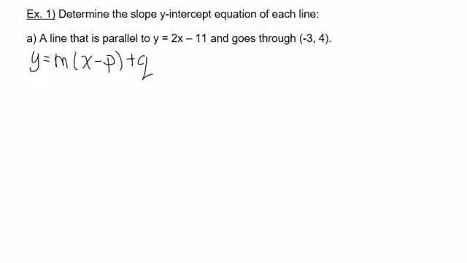Can we plug in our slope? So if this line is parallel to this line, we know they should have the same slopes. So we can plug in 2 for our value of our slope. And then we can plug in negative 3 and 4 for p and q, because they represent a point on the line.